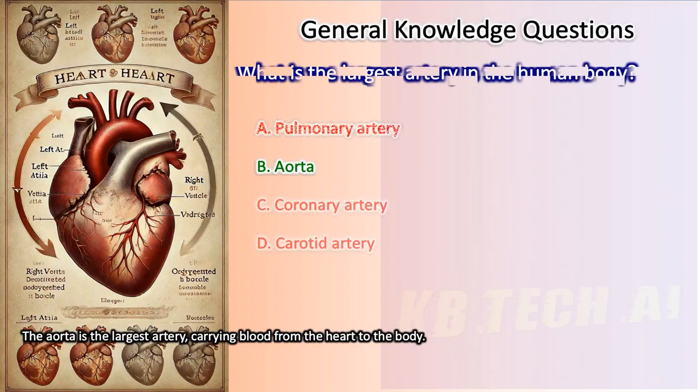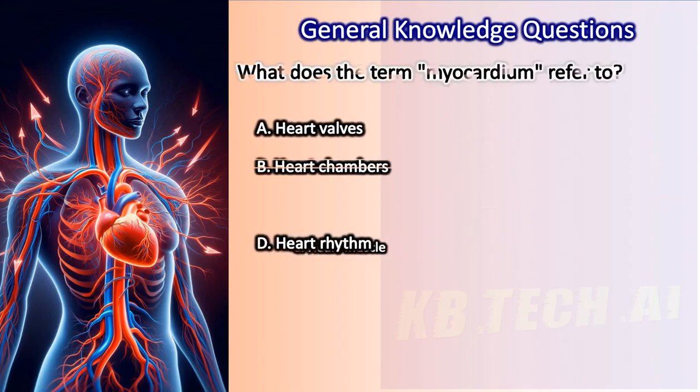The answer is Option 2. Aorta. What does the term myocardium refer to? Option 1. Heart valves. Option 2. Heart chambers. Option 3. Heart muscle. Option 4. Heart rhythm.